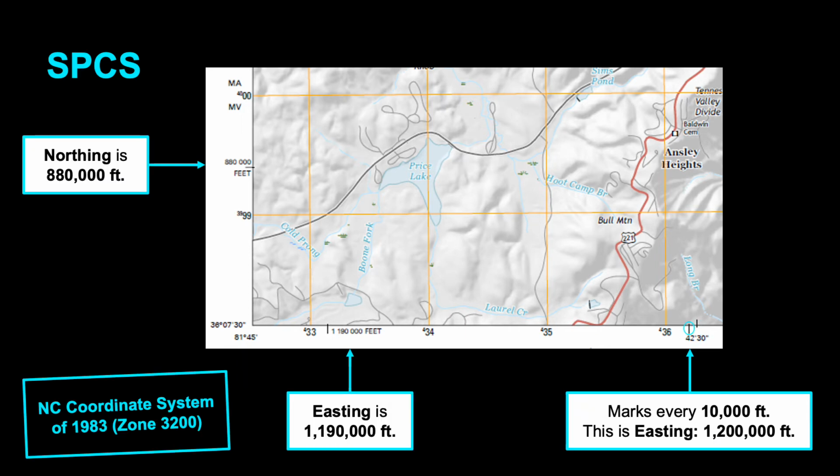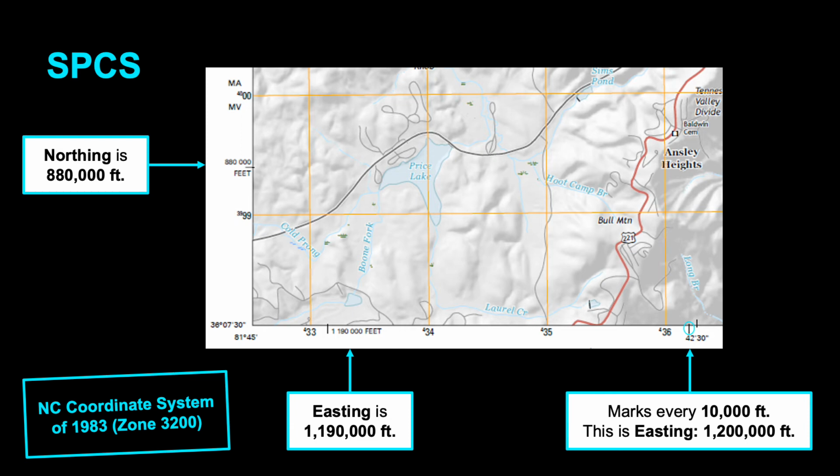Let's move on to identifying the state plane coordinate system on our map. Instead of latitude and longitude values, we have northing and easting values. Northing values run horizontally, while easting values run vertically. You'll recall that SPCS is broken into zones. North Carolina only has one zone, and its name is Zone 3200.